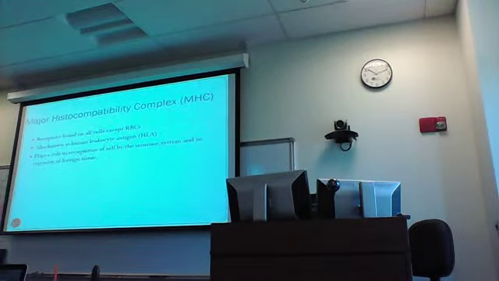Major histocompatibility complex. Okay, these are molecules that are found on all of our cells, all the nucleated cells of the body. So you see that red cells are excluded. There are no major histocompatibility complex molecules on red cells. Why? Because red cells don't have nuclei.